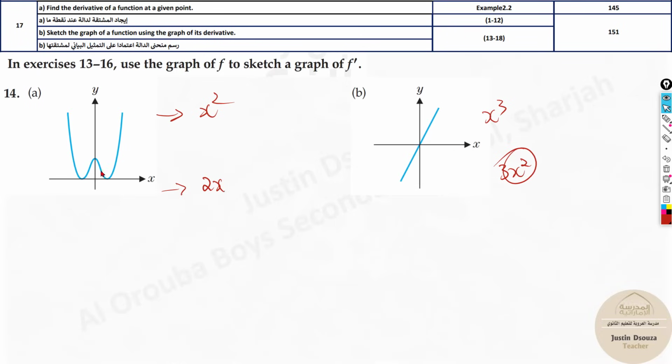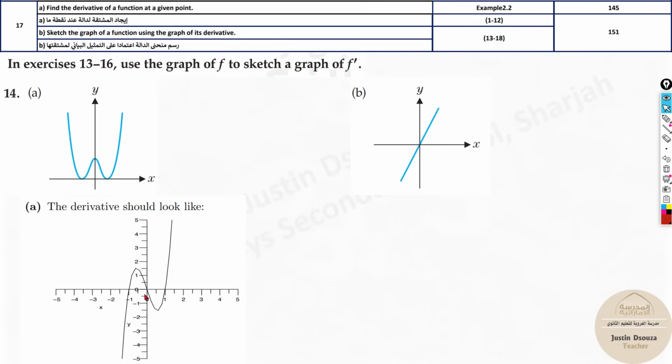This is to the power 4, I believe, because there's jumps, right? X to the power 4. So this answer will be x to the power 3. That is cubic. Say it's a cubic over here. This is a flat line, linear. So the answer will be a constant.